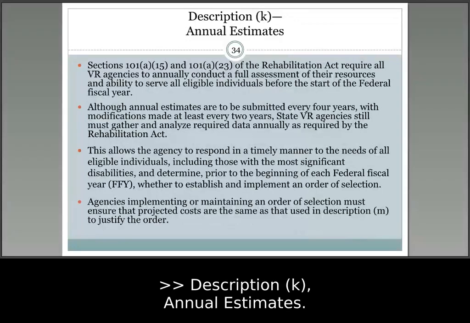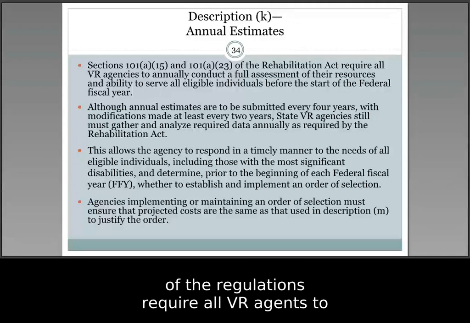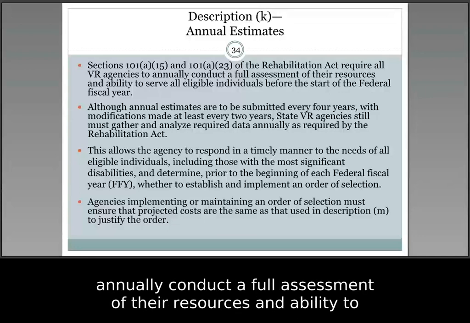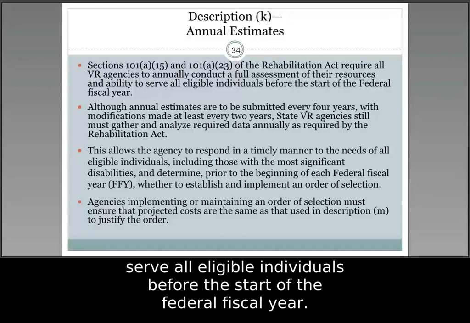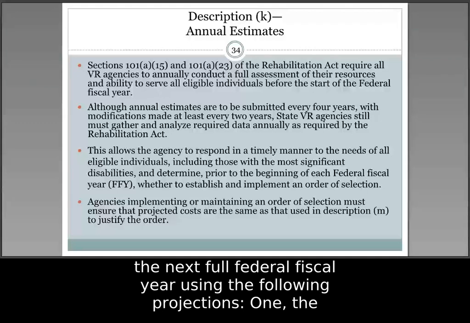Description K, Annual Estimates. Section 101(a) of the Rehabilitation Act, as amended by WIOA, and 34 CFR Sections 361.29(b) and 363.11 of the regulations require all VR agencies to annually conduct a full assessment of their resources and ability to serve all eligible individuals before the start of the federal fiscal year. Description K of the VR portion of the state plan must provide annual estimates for the next full federal fiscal year using the following projections.